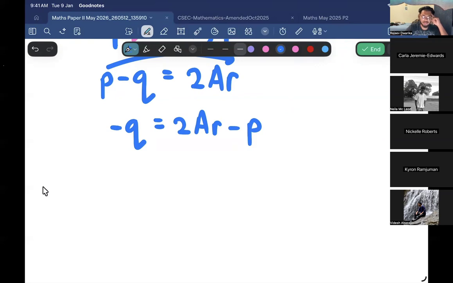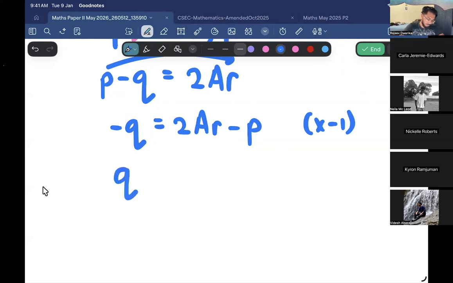So Videsh, I want to make Q the subject of the formula, so I want only Q. Right now I have negative Q. We talked about this trick earlier. How could I make negative Q turn to Q? Multiply it by -1. Am I only going to multiply the negative Q by -1 or everything by -1? Everything on the right and the left. Good. So I'll multiply everything by -1.